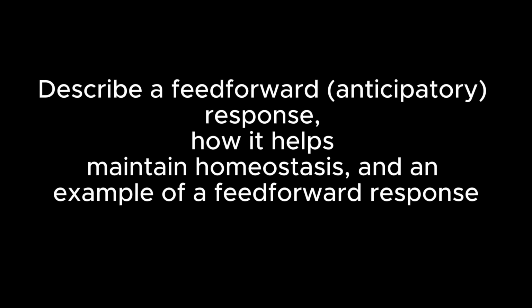Describe a feed-forward anticipatory response, how it helps maintain homeostasis, and an example of a feed-forward response. So a feed-forward response anticipates an impending disturbance before that disturbance actually disrupts the set point, right? Because in a negative feedback loop, the goal of that is to get you back to homeostasis. But with an anticipatory feed-forward response, the goal of that is to anticipate a change that is going to happen because of the activity that you're about to do.